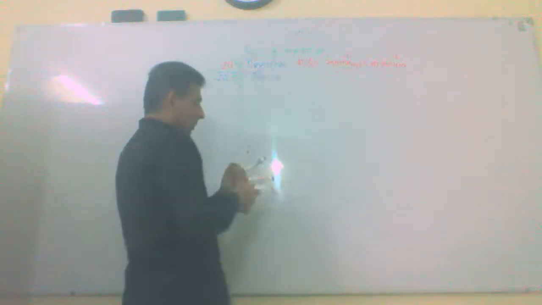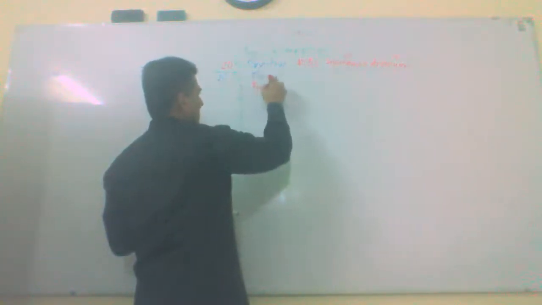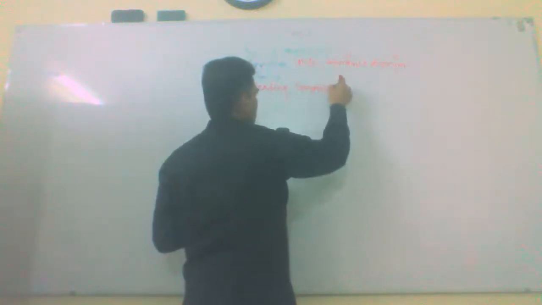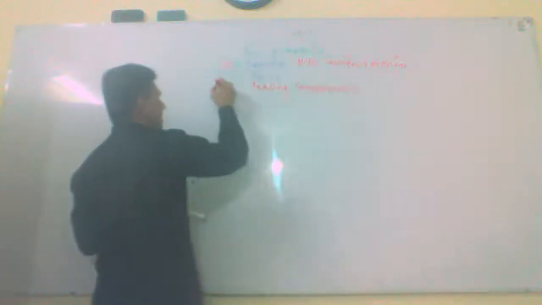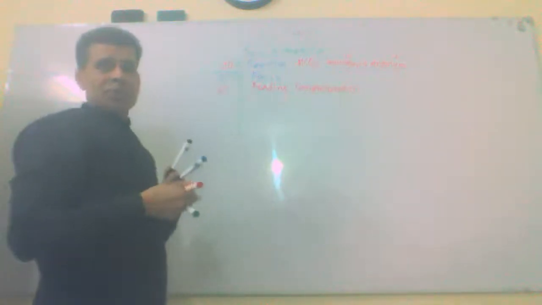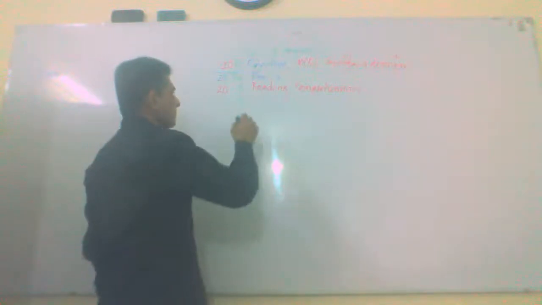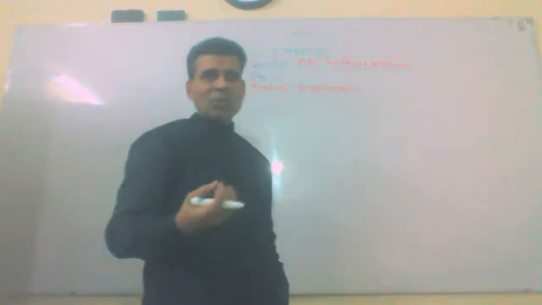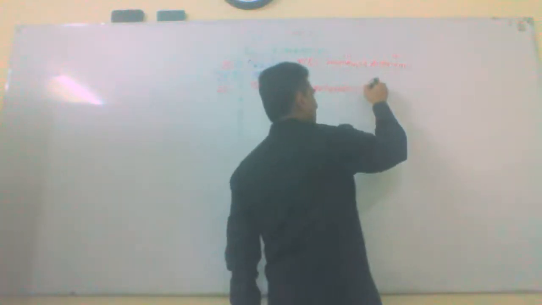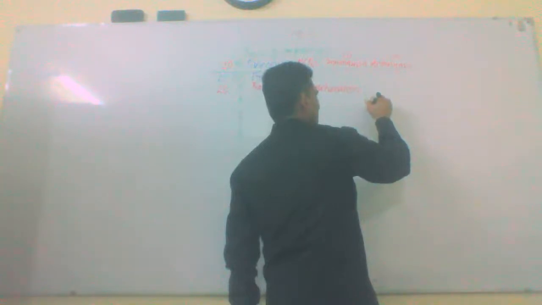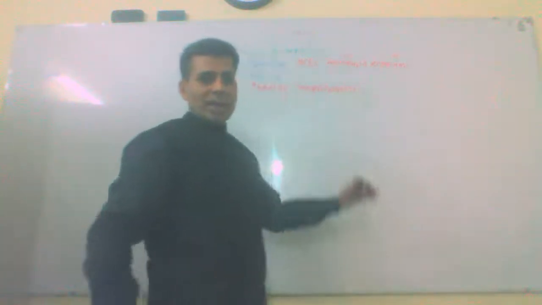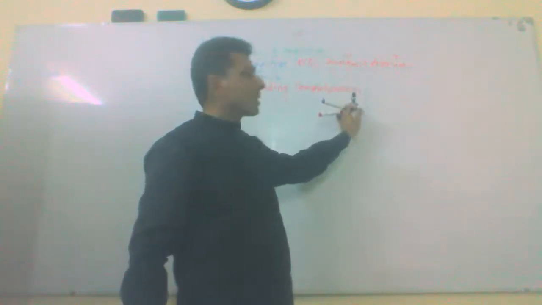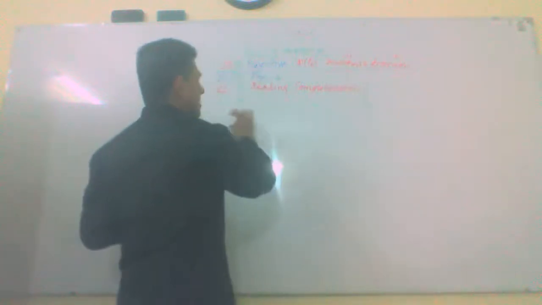And question number 3, that is reading comprehension, and there are 20 marks for that. Here there will be 1 passage. There can be 2 paragraphs or 3, and usually 4 subparts, and each subpart will be 5 marks. Four parts, 5 each, will be 20 marks.